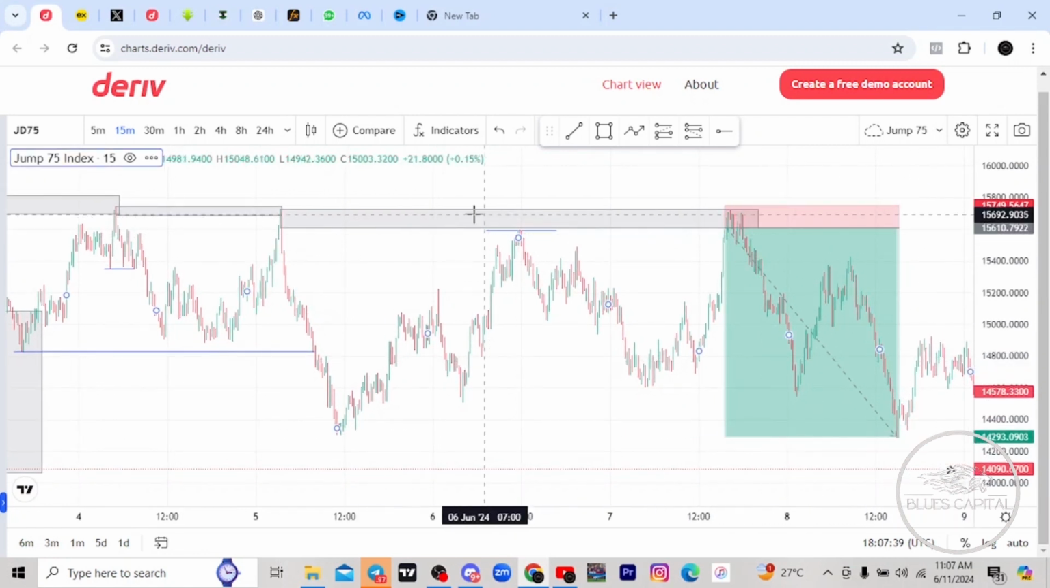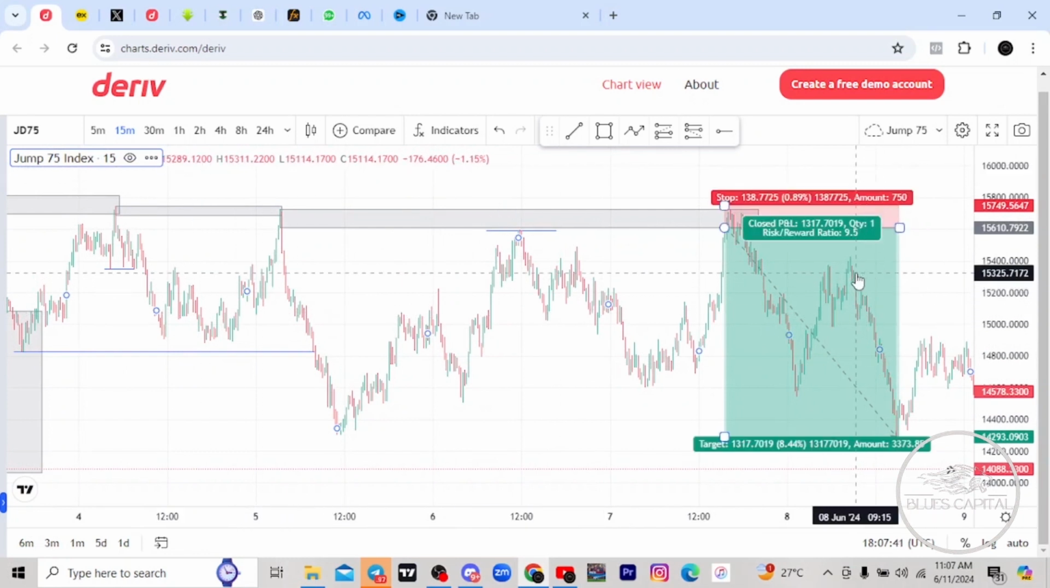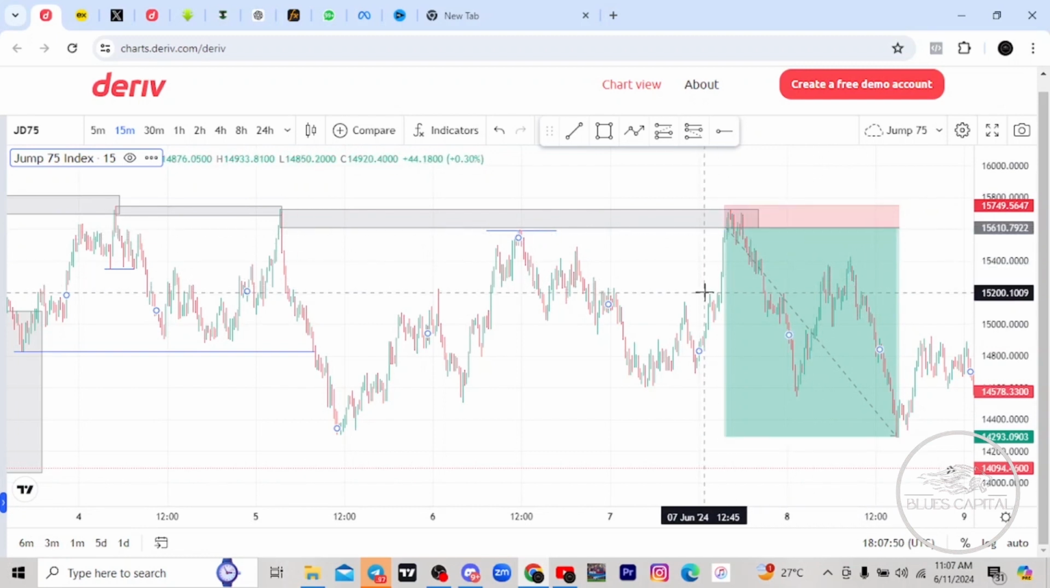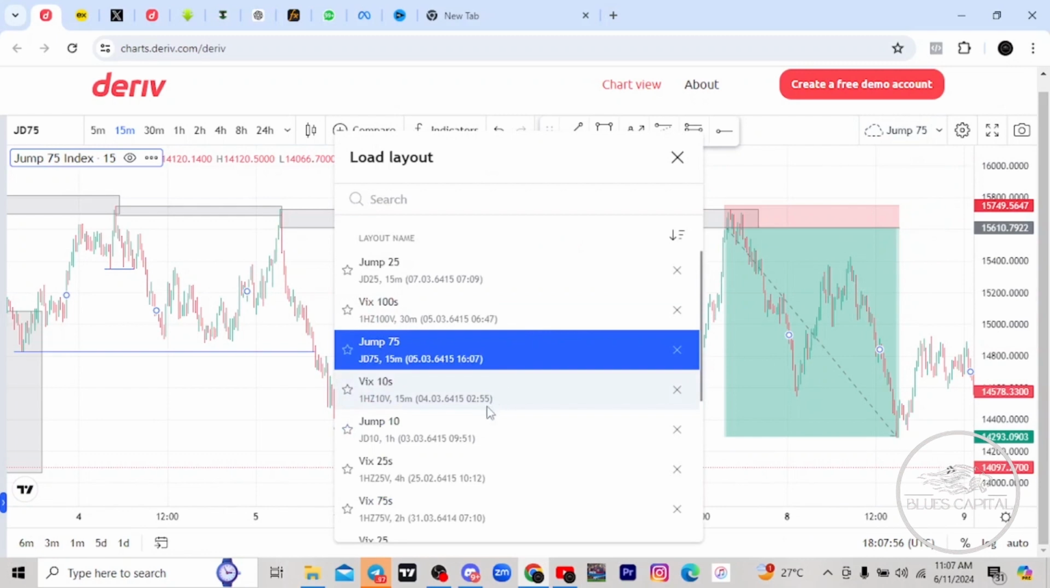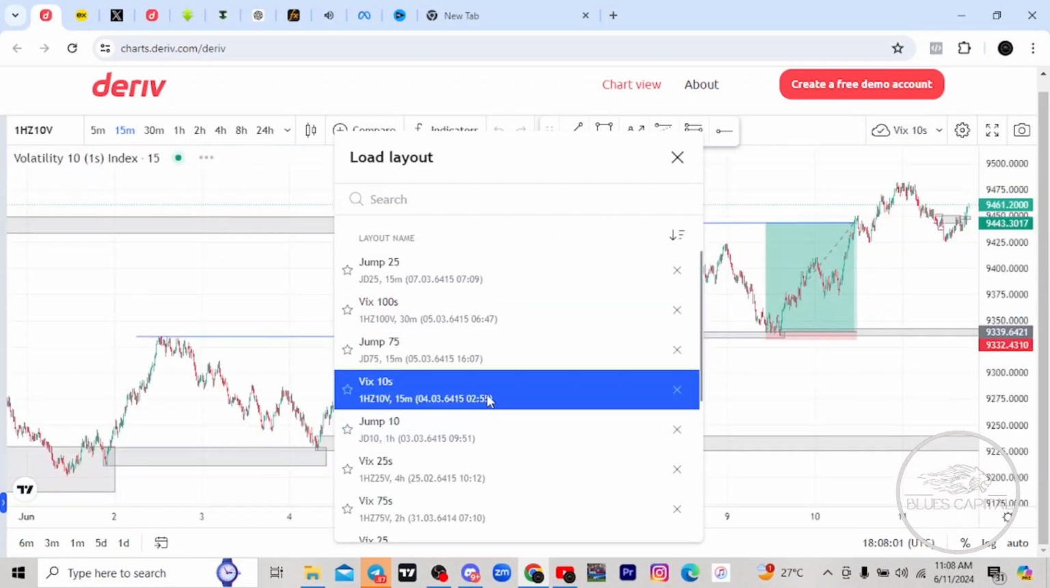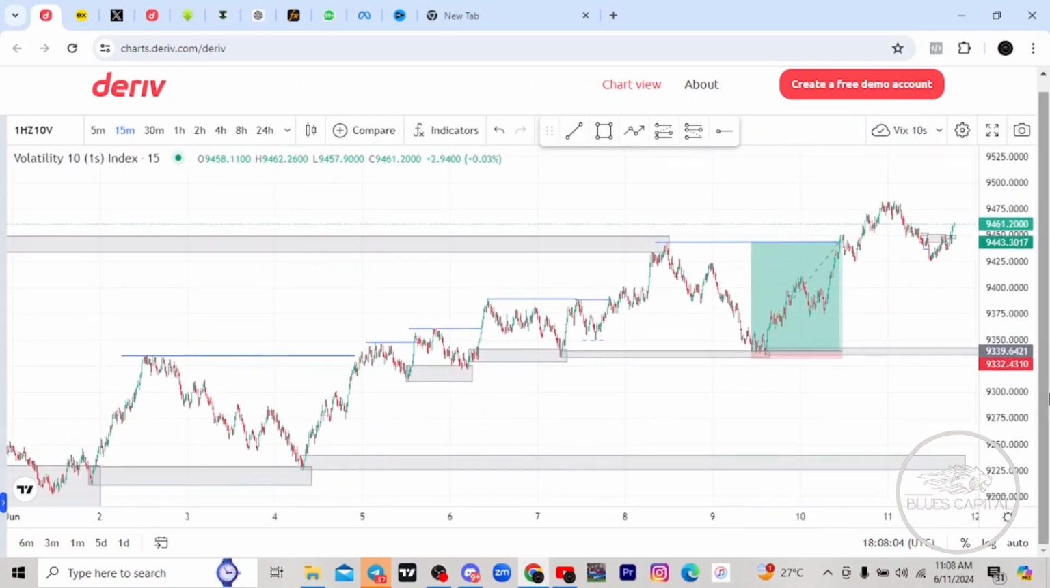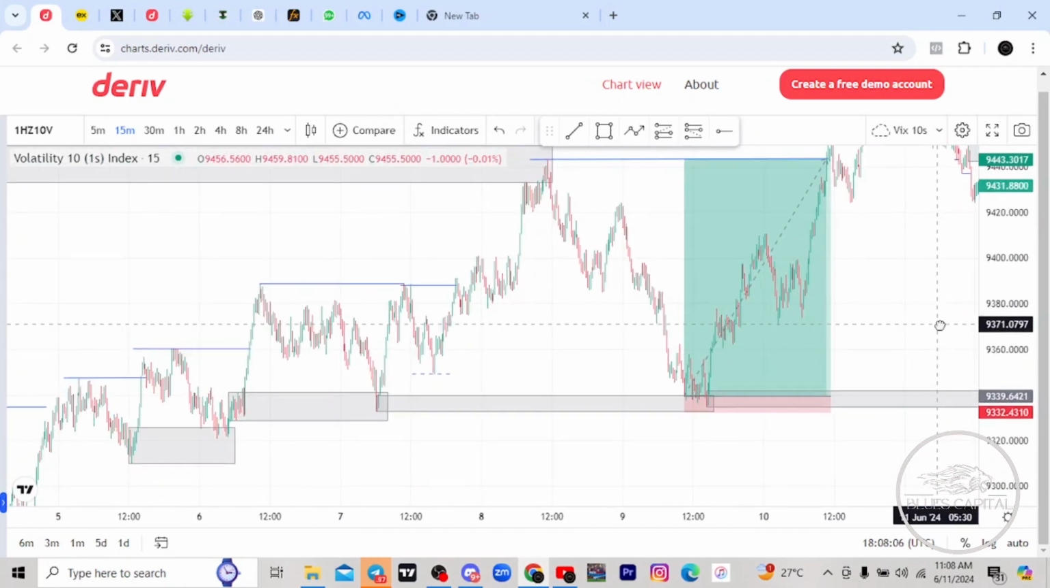That's how I caught this trade. That's over 9RR, which is a 9.5 risk to reward ratio. That's the third trade. So moving down to the fourth trade, which is on Volatility 10 1x. That's Volatility 10 1s. That's the trade. You can see the trade, guys.